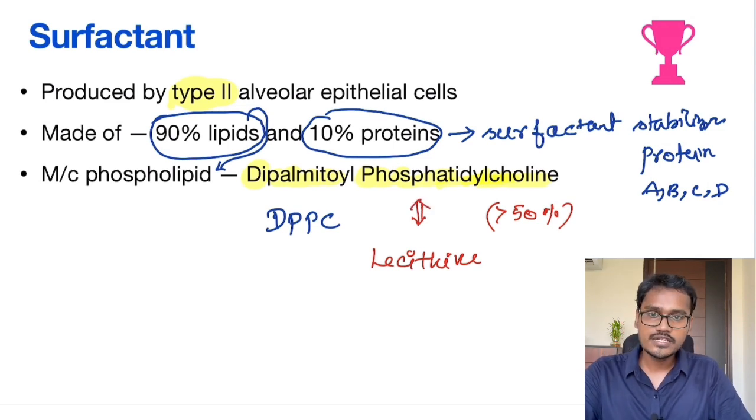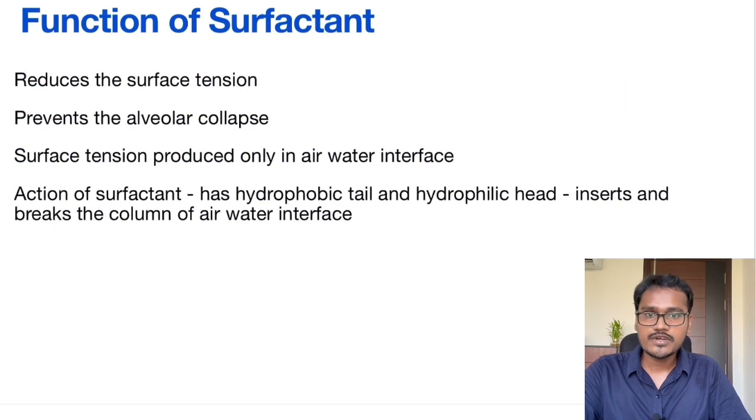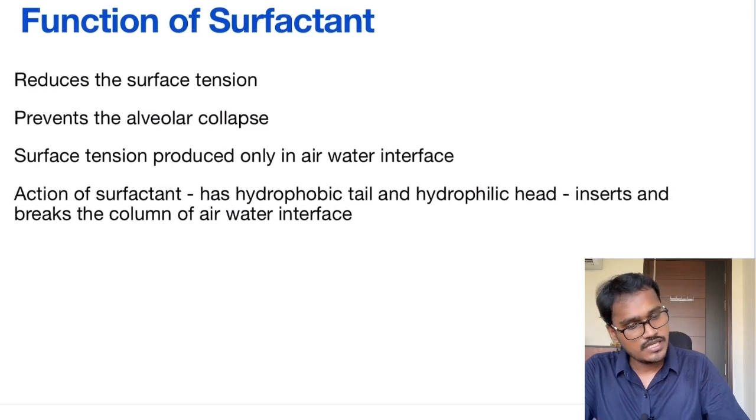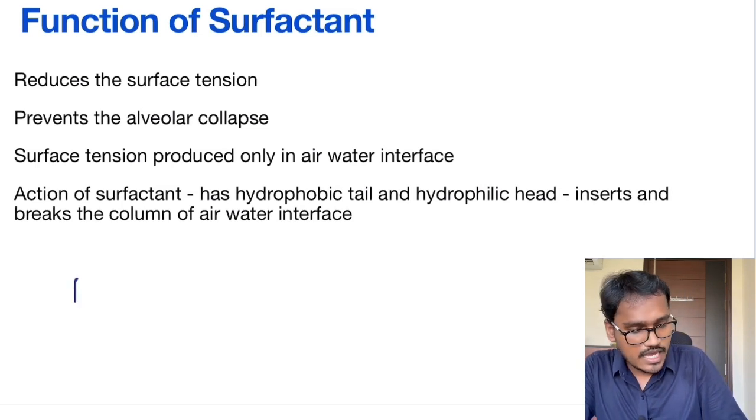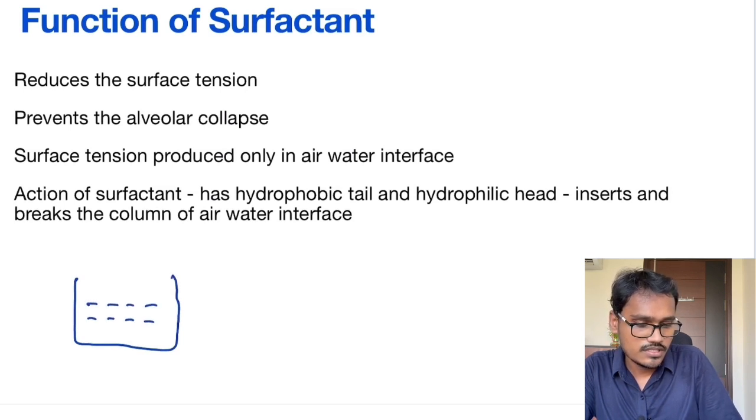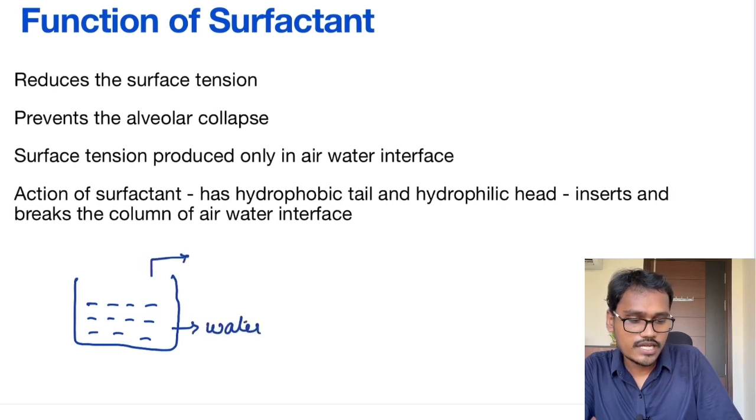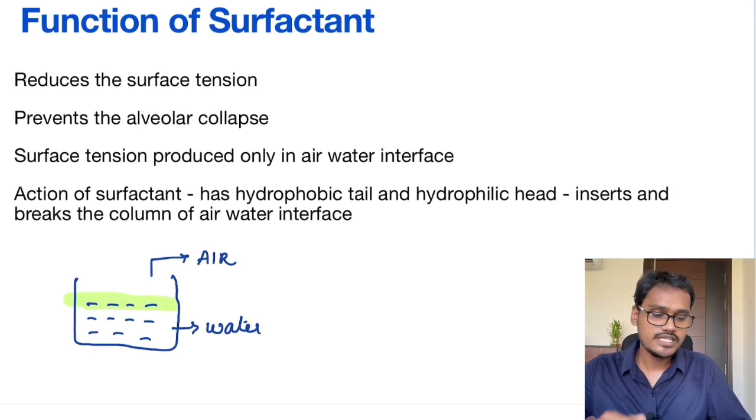So let's see what the function of this surfactant is now. The primary function of surfactant, all of us know, is that it reduces surface tension. But before going into how it reduces, before studying its function, let's understand what surface tension is. Suppose there is an air-water interface, for example, in a beaker, if there is water, this is a water column and above is an air column. So what is this air-water interface? The junction between this air and water is called the air-water interface. They always have a surface tension on it. How?